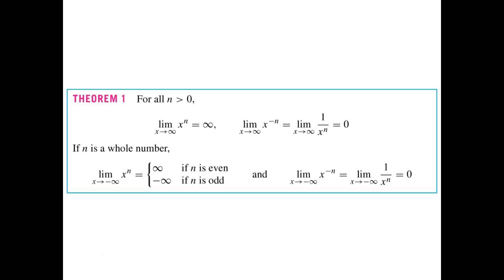Now, if n is a whole number, in this case, it doesn't mean any real number. It's now a whole number. What are your whole numbers? 0, 1, 2, 3, 4, 5, the counting numbers with 0. The limit as x approaches negative infinity of x to the n, that would be x to the minus n, which is 1 over x to the, wait.